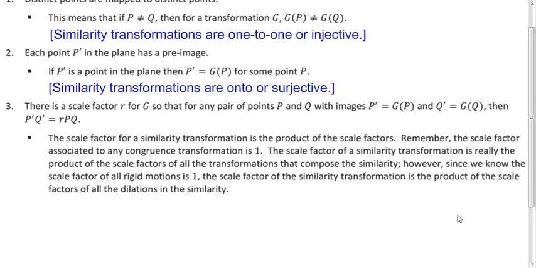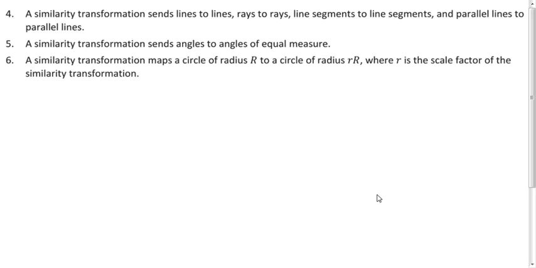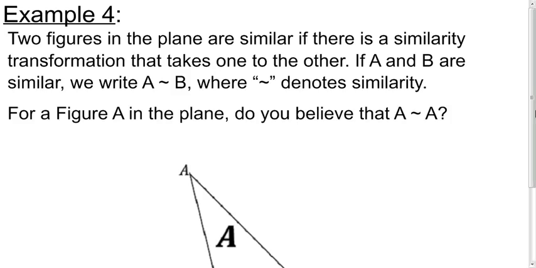A little bit more information here. Just remember, you can always multiply those scale factors to figure out what the scale factor is of the entire similarity transformation. So, like we had before, you see lines get sent to lines, rays to rays, segments to segments. Parallel lines stay parallel. Angles stay congruent. And circles are similar to each other. And we're going to look at that in a little bit. So this is an important property.